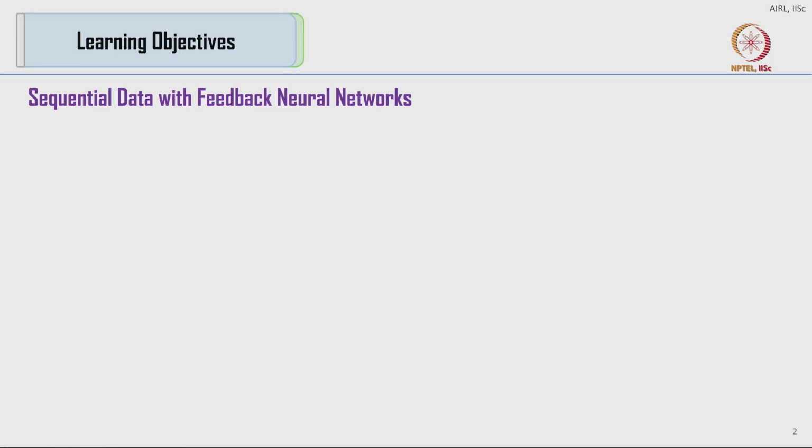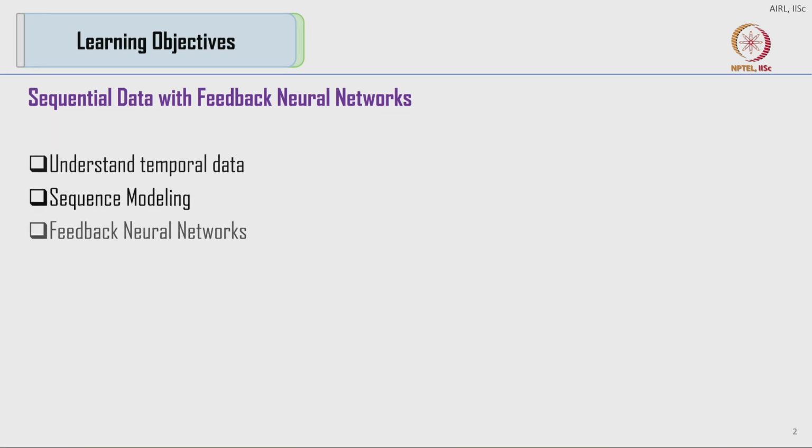We'll look at how we learn from sequential data, particularly feedback neural networks. Specifically, a shallow neural network, which is what we call memory neuron networks, and its applications for system identification of drones. So this lecture focuses on sequential data with feedback neural networks: understanding temporal data, understanding sequence modeling, and different types of feedback neural networks.